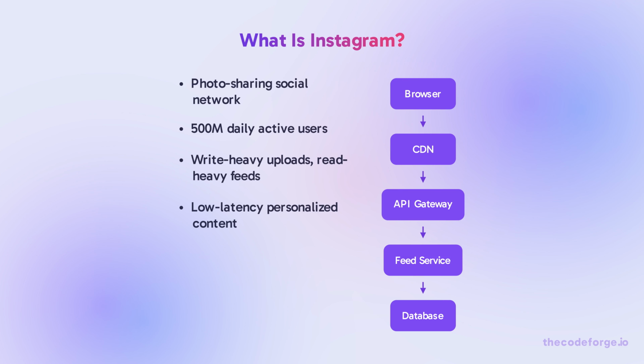Instagram is a massive photo album shared by the world. When you upload a photo, it goes to object storage, then copies are made for your friends' feeds. The tricky part? Millions upload every second, and each feed is personalized. You can't show everyone the same photos, you need to sort and rank them just for you fast.